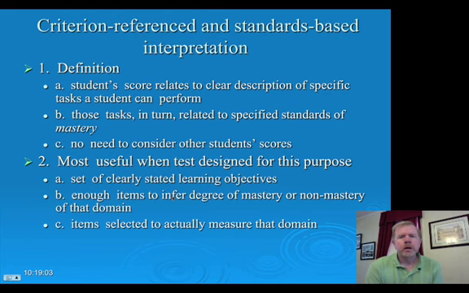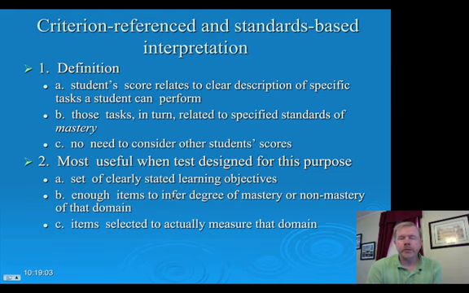So, a couple of definitions. One, we're looking at student scores as they relate to a clear description of a specific task that a student can perform. That's that criterion referenced outcome. Can the student write a 5-paragraph essay with the following components? Okay, those tasks in turn are related to the specific standards of mastery that we think are important.